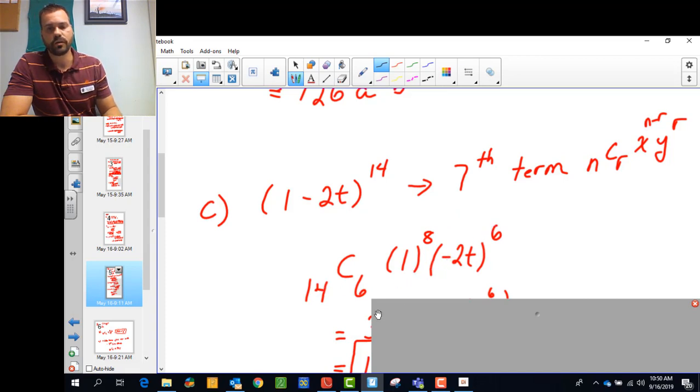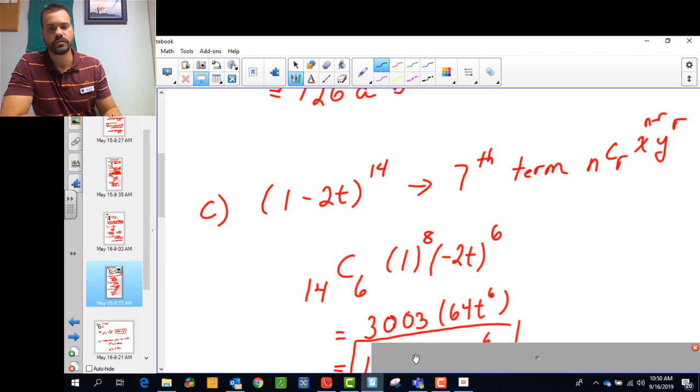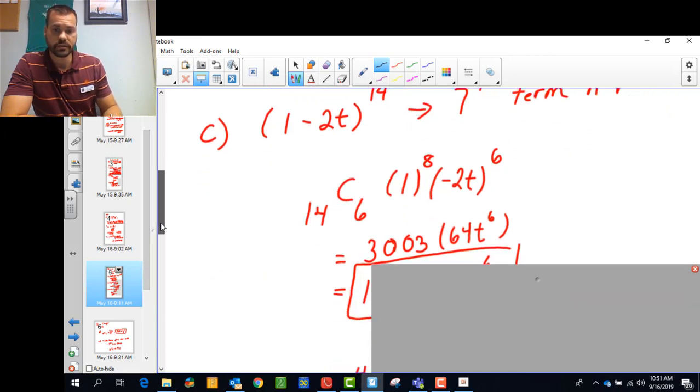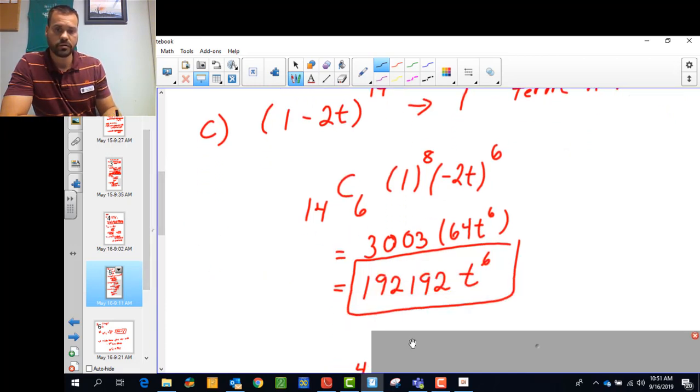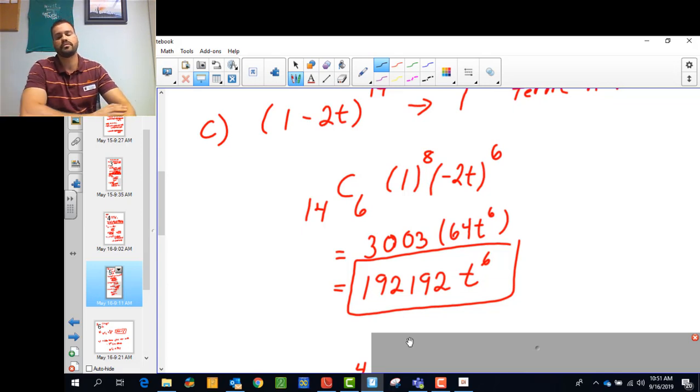And then we just figure out, okay, what's 14 choose 6? So that's 3003. 1 to the 8th is just 1, so it's basically just multiplying by 1, so we leave it out. 2 to the 6th, it's minus, but the negative cancels because of the even power, so it becomes 64, and then t to the 6th. And you just multiply 3003 by 64, and you get your answer, which is 192,192 t to the 6th.